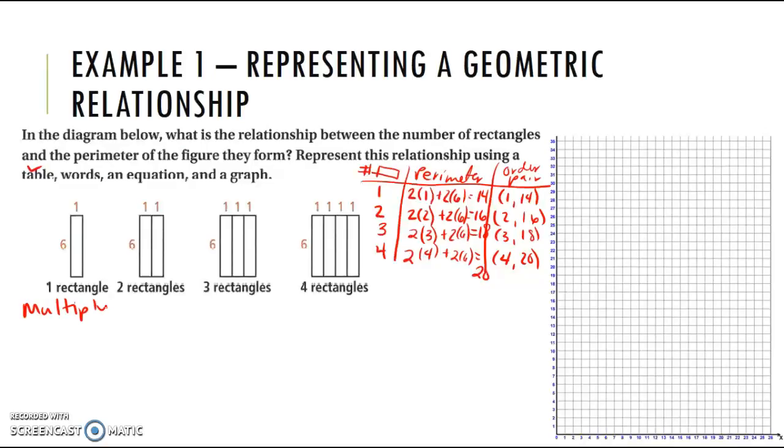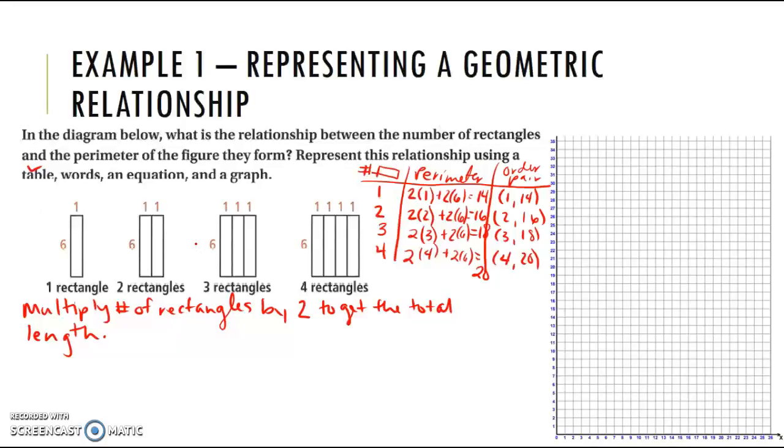When I write this in words, we're going to multiply number of rectangles by 2. And then to get the total, you can call it length, width, it doesn't matter. In the book, it's calling it length, so we'll just go with that. Multiply number of rectangles by 2 to get the total length.